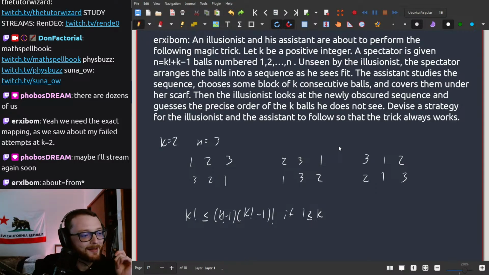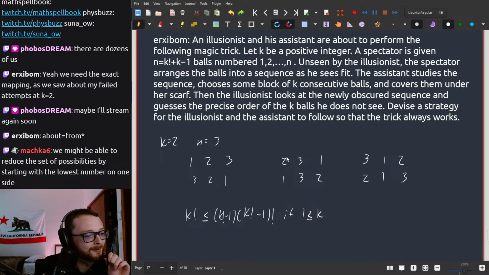Okay. I don't know. I think I'm out of ideas for how to proceed on this. This problem is really clever. I wish there was a solution posted, because it would be an interesting one to see. But reduce that possibility starting with the lowest number on one side for what we cover up.